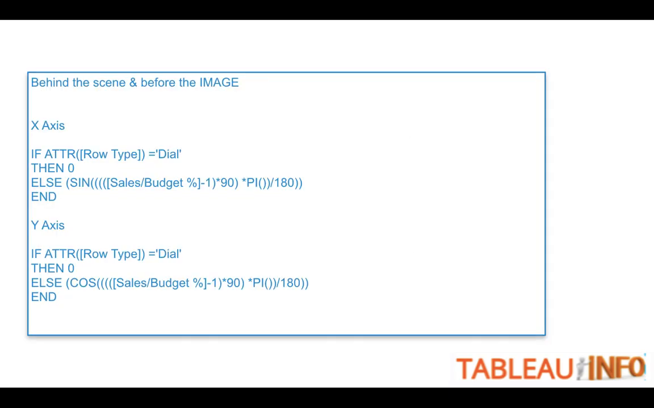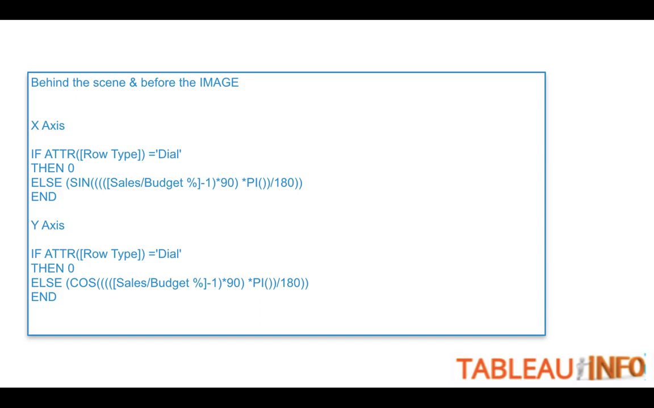Behind the scene and before the image, just remember that before you think of inserting the background image, you should know that you are going to plot that against the x or y axis. Fair enough. So in this case, we are going to plot that against two calculations, one for the x axis and another one for the y axis. So we are going to talk about these calculations.